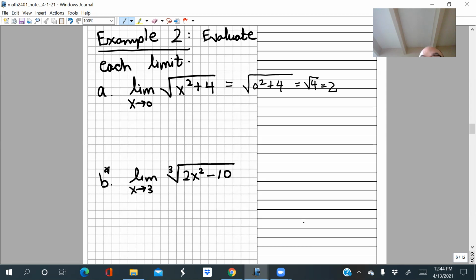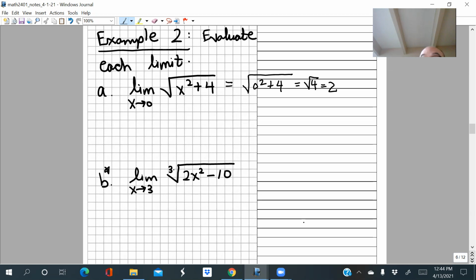This is a cube root instead of a square root, but still also continuous. This function actually has as its domain all real numbers. So this one doesn't have as its domain all real numbers because you cannot take the square root of a negative number. So the domain of this function is not all real numbers, but the domain of this function is all real numbers because you can take the cube root of positive and negative numbers.